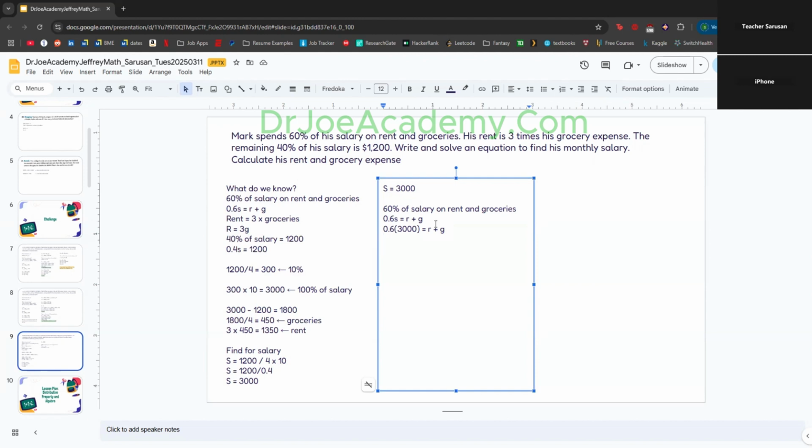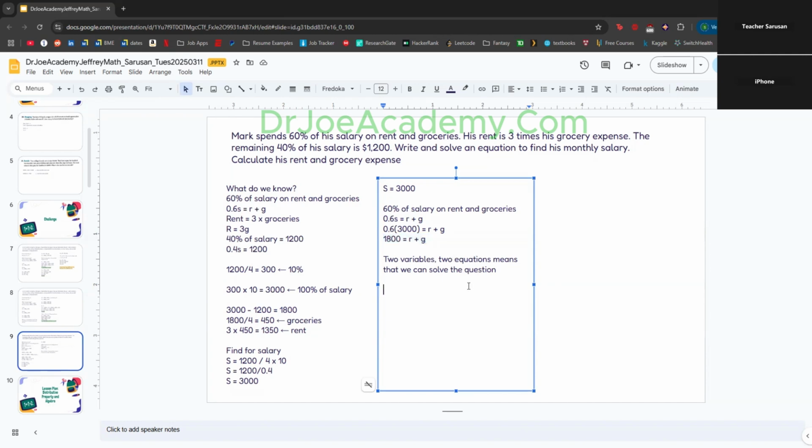0.6 times 3000. I actually put in 300, but I guess that works too. 1800. Excellent. 1800 equals R plus G. So we're stuck here. We have two variables. We can't do anything. But if we have another equation, then we can solve this, right? So two variables, two equations means that we can solve the question. So what is the second equation that we can do to help us solve this?